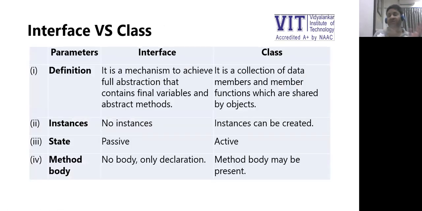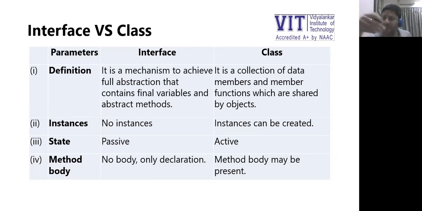Now, what is the basic difference between interface and class? An interface is basically full abstraction. I'm saying full abstraction because all the methods are abstract, and all the data members are final. Here in class, it's not like that. In an interface, you cannot create an object. Well, that's also the same for an abstract class. You cannot create an object of an abstract class.